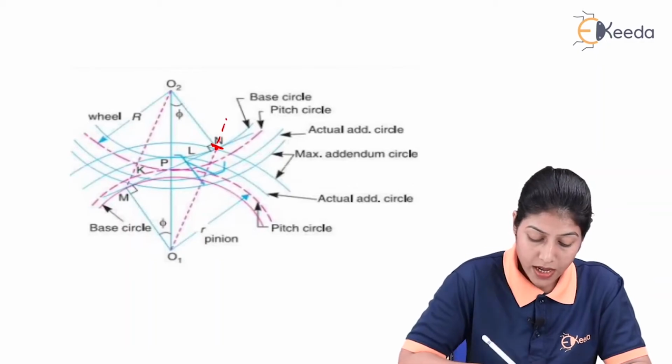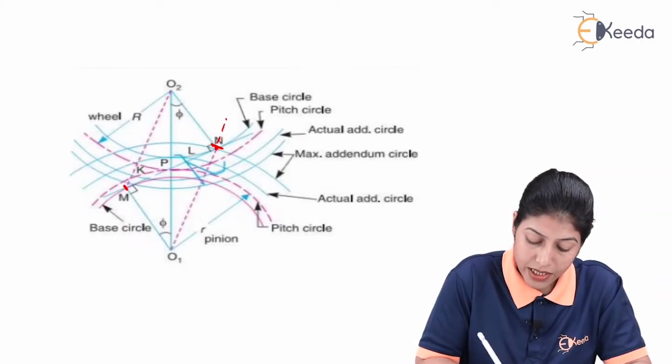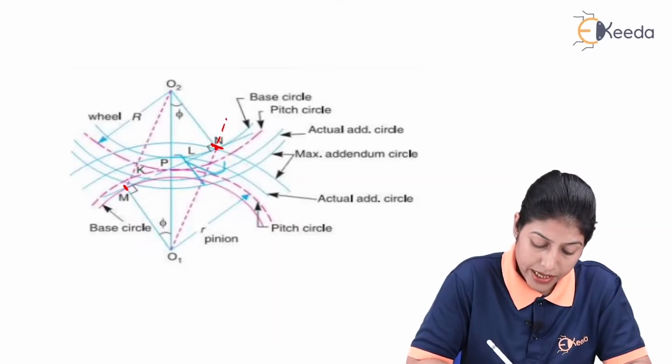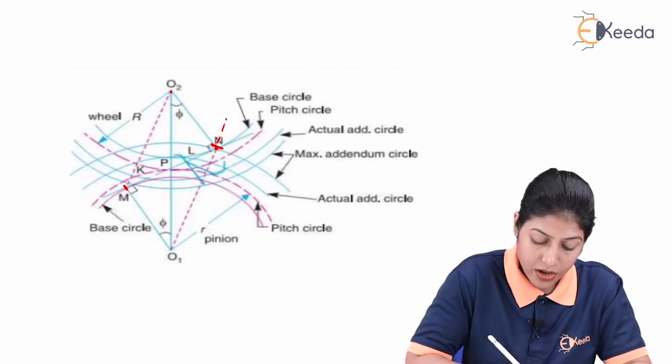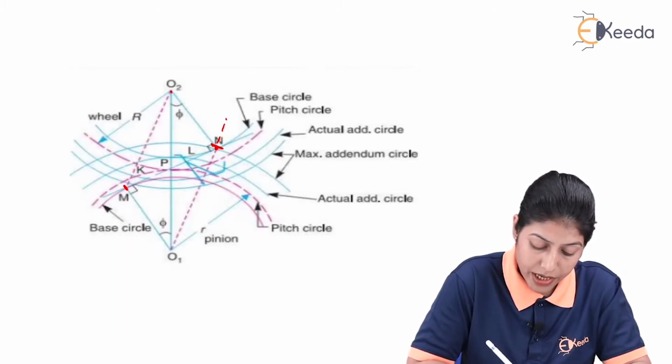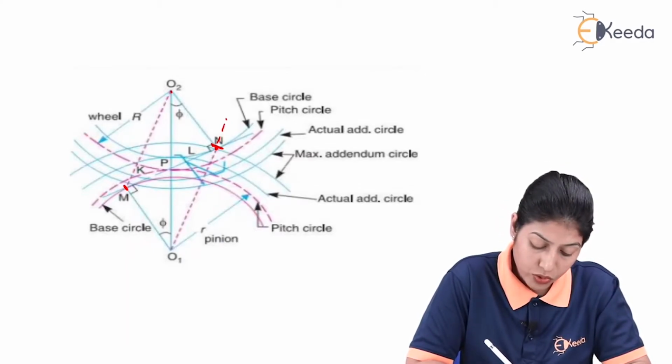Similarly for the wheel, this point M, the interference point, is on the base circle of the pinion. In that case, the radius of the addendum circle of the wheel should not cross the limit O2M. It should not go beyond the point M. If it goes beyond the point M, it will undercut the tooth of the pinion.